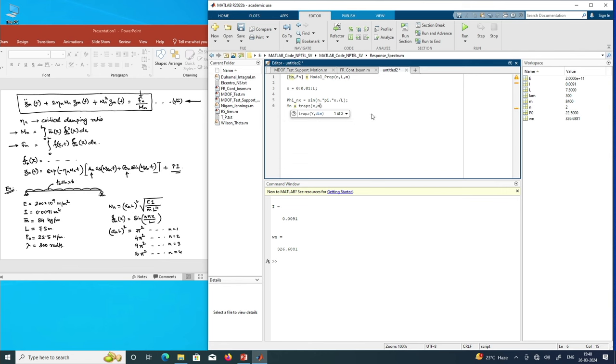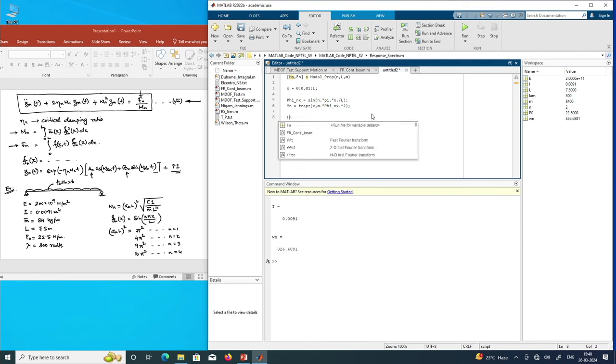we have to define the function that we are going to integrate. So, it is m star phi n x, square of that. So, that is our m n.